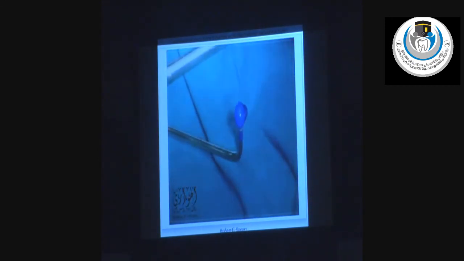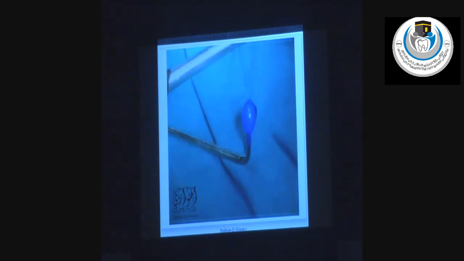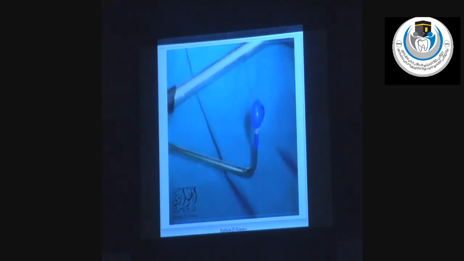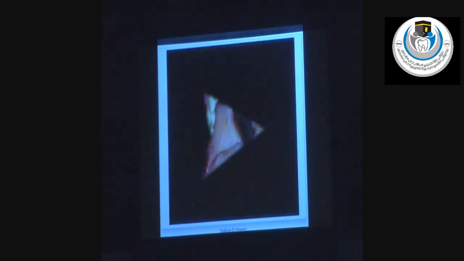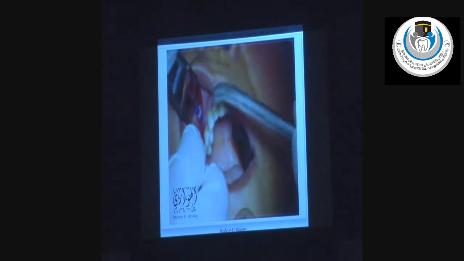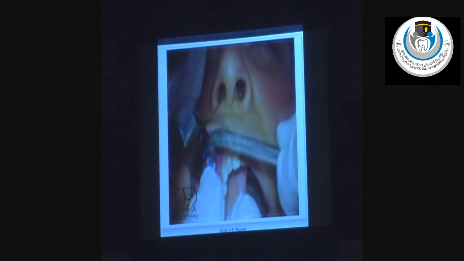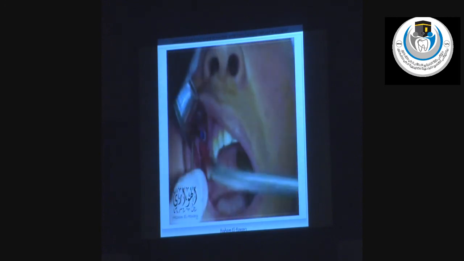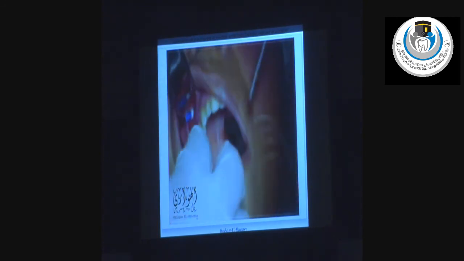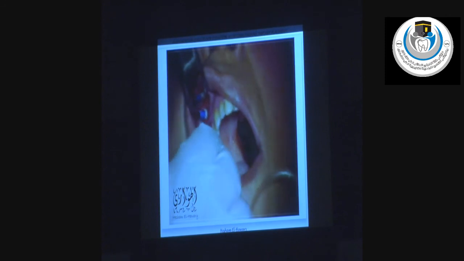The balloon is then inflated and deflated outside the patient's mouth. Then insert the balloon inside the small window. Inflate it with the saline.